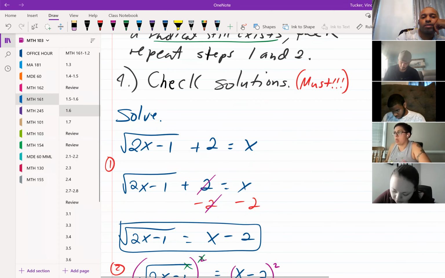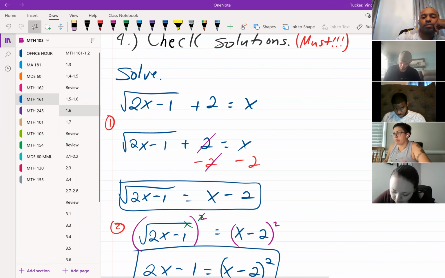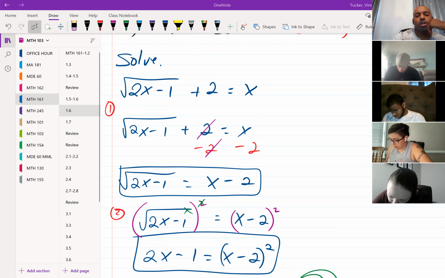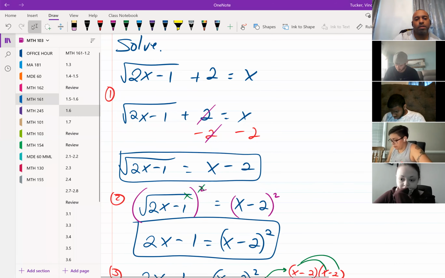Everybody done with the steps? All right. Very good.